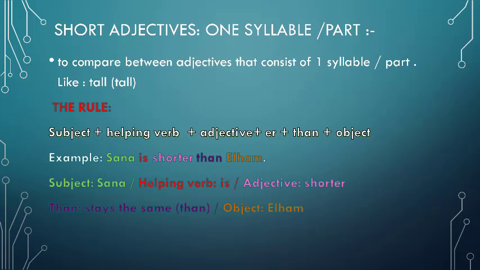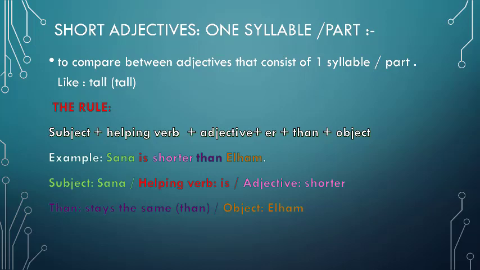Now I will be starting with rule number 1. Rule number 1 is about short adjectives, a comparative using one syllable or one part adjectives. It means to compare between adjectives that consist of one part or one syllable, like tall, short, small, big. These previous adjectives consist of one part. There are no more parts, only one part.